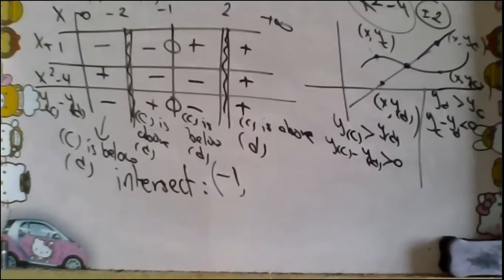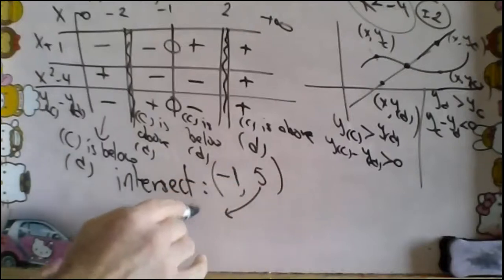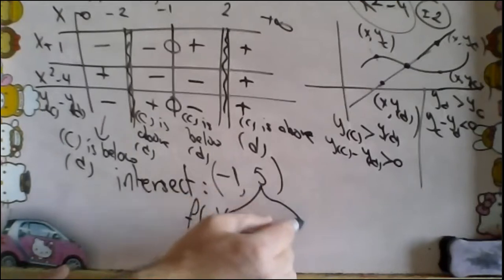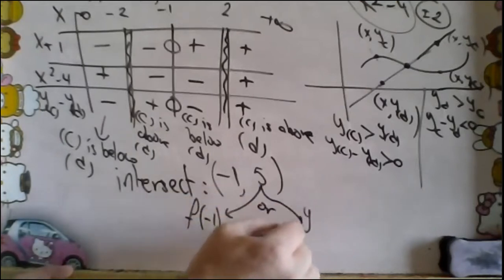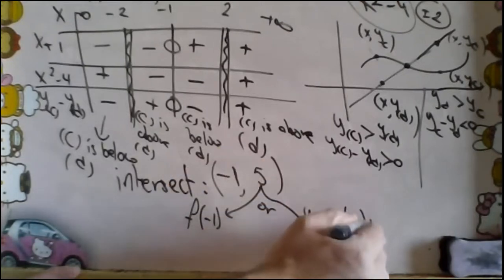شو سؤالك استاذ؟ سؤالي انه انا كيف طلع الواي؟ اوكي من الايكويشن للاين فوق يا f of x. You replace x by negative 1 you get 5. هيدي 5 and this number 5 you can find it by replacing x by negative 1 in the function f, or y is equal in the straight line negative 2x plus 3, negative 2 times negative 1 plus 3.